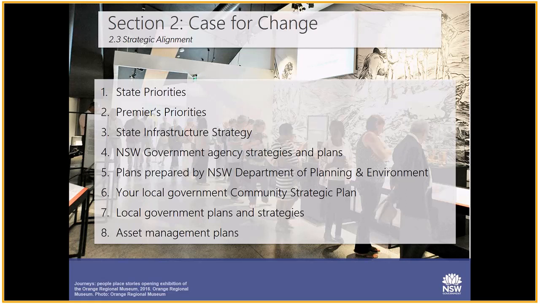2.3 is strategic alignment. In this section of the template, you will need to show how addressing the identified issues will assist with meeting the RTF objectives and other state government or local government priorities, plans or strategies. So we've got some of these examples up on the screen. These could include the Premier's state priorities, New South Wales government agency strategies and plans, state infrastructure strategy, regional plans prepared by the New South Wales Department of Planning and Environment. It could be regional economic development strategies or relevant local government community strategic plans or other strategies by local government, as well as asset management plans. We suggest laying this out in a table or using dot points to make it clear.